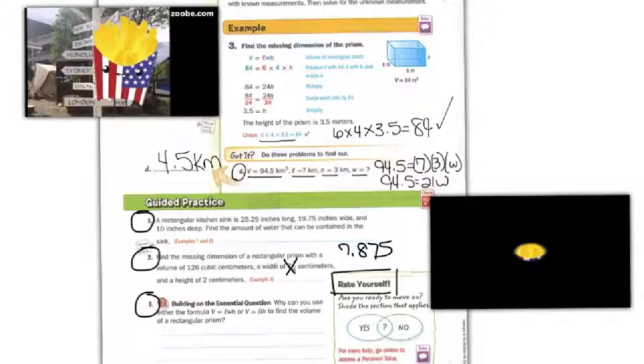And then the last question is, why can you use either the formula length times width times height or area of base times height to find the volume? See if you can answer that. When you finish, please show your answers to these questions to your teacher to see if you are correct and rate yourself. Are you ready to move on to practice? Great job.